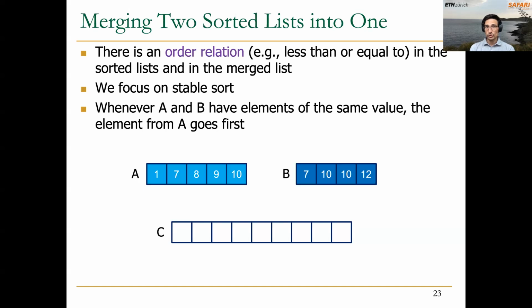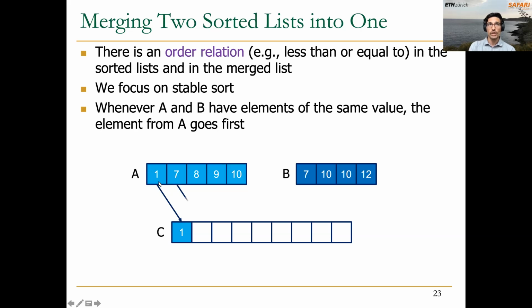So we focus on a stable sort, which means that we are going to keep the relative order of the elements of the same value. For example, this 10 will always go before this 10. And also, whenever A and B have elements of the same value, the elements of A go first. That means that this 10 will go before these two 10s in the final destination. So, observe as well that we have to compare elements from the different arrays in order to perform the merge operation. And in this case, we find that the smallest element among all the elements from A and B is this one.